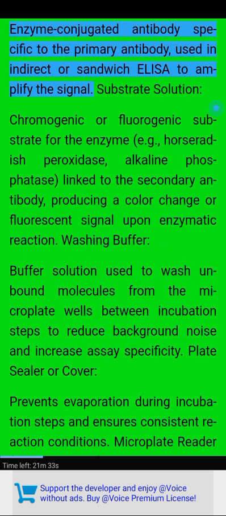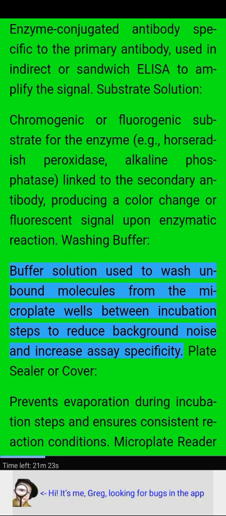Secondary antibody. Enzyme conjugated antibody specific to the primary antibody, used in indirect or sandwich ELISA to amplify the signal. Substrate solution. Chromogenic or fluorogenic substrate for the enzyme, e.g., horseradish peroxidase, alkaline phosphatase linked to the secondary antibody, producing a color change or fluorescent signal upon enzymatic reaction. Washing buffer. Buffer solution used to wash unbound molecules from the microplate wells between incubation steps to reduce background noise and increase assay specificity. Plate sealer or cover. Prevents evaporation during incubation steps and ensures consistent reaction conditions.